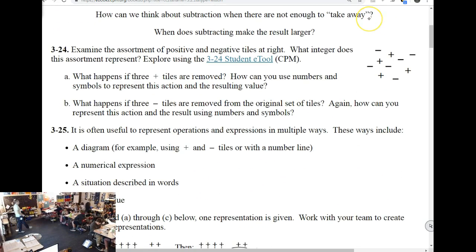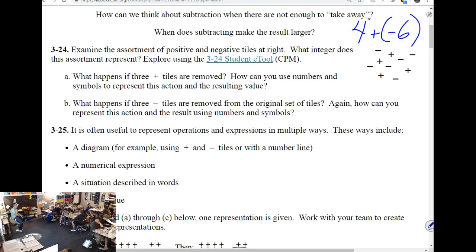All right, what do we see in that little cluster of tiles? Brendan? 4 plus negative 6, right? We have 4 positives and 6 negatives. So, if the plus tiles are removed, and we don't have those now, how do we represent that? How do we show that, if we're taking away the plus tiles?